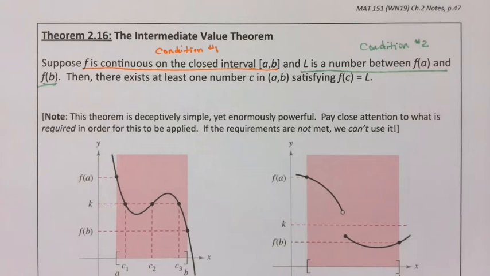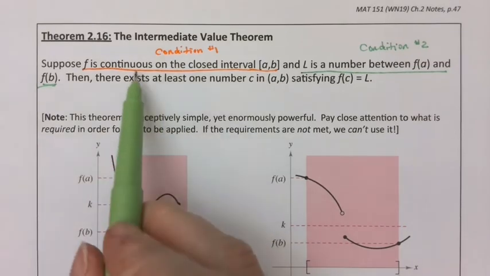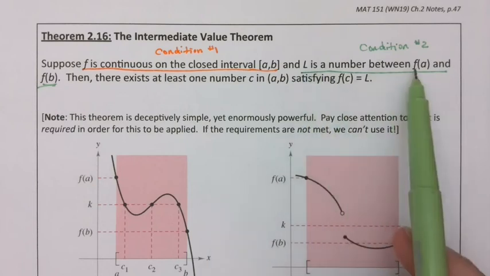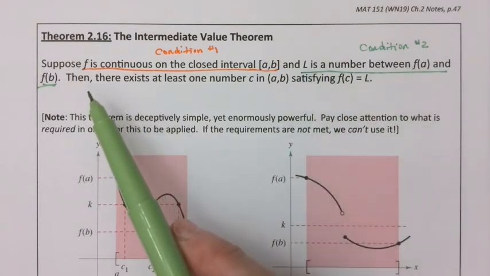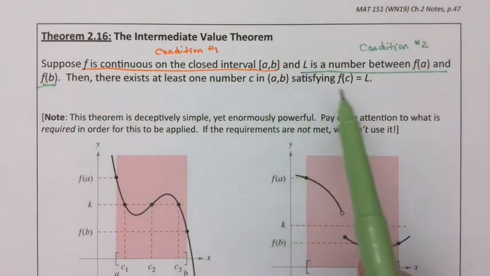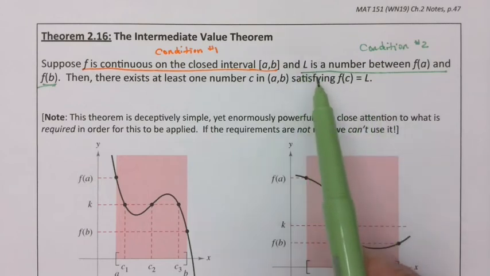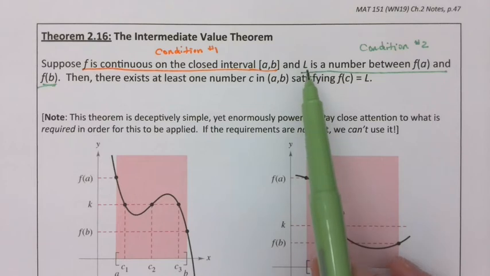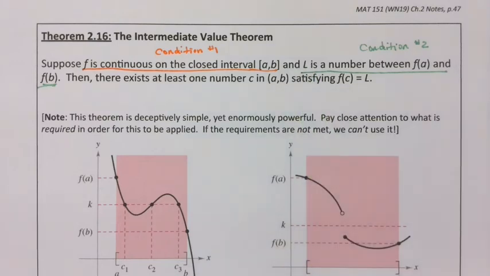And what it's saying is, hey, if you're continuous and you've got some number between your starting and ending values, then somewhere you must have been in the middle, or somewhere between. So you must have been equal to that between value, in other words. So let me write this down.